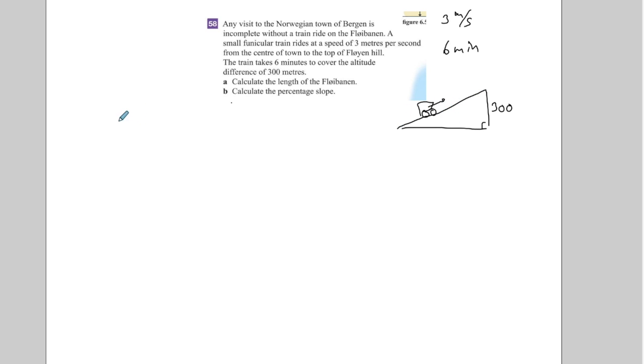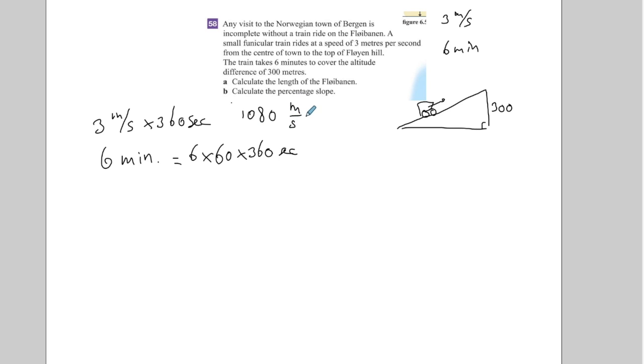In order to calculate the length, it's going on for 3 meters a second during 6 minutes. 6 minutes is equal to 6 times 60 seconds a minute. 6 times 60 is 360 seconds. So if I multiply 3 meters a second with 360 seconds, I get 1080 meters per second times second. So what's left over is only my meters. So this slope is 1080 meters.